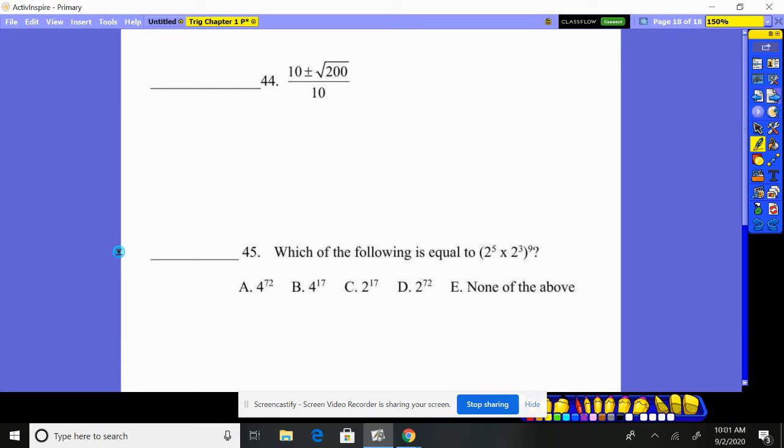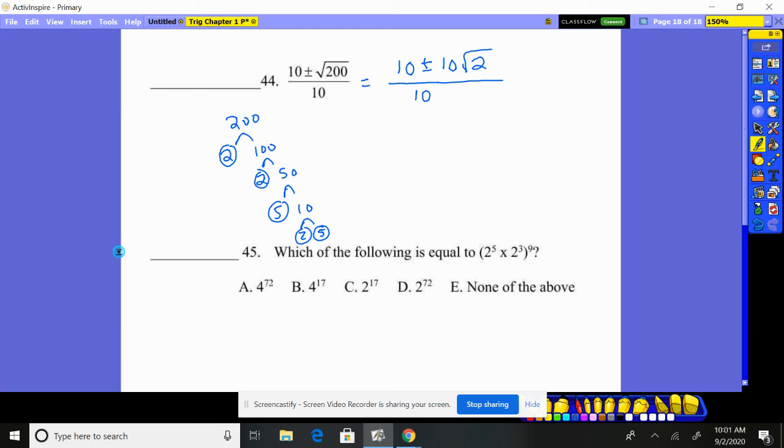Let's look at 44. 44, just change up of a problem. Goes back to this. We have to simplify the square root of 200. You can do a factor tree for that. What you're going to end up with is 10 root 2 over 10. If you break down 200, remember, do a factor tree. You start with 2 and 100, 2 and 50, 50 of 5 and 10, and 10 of 2 and 5.